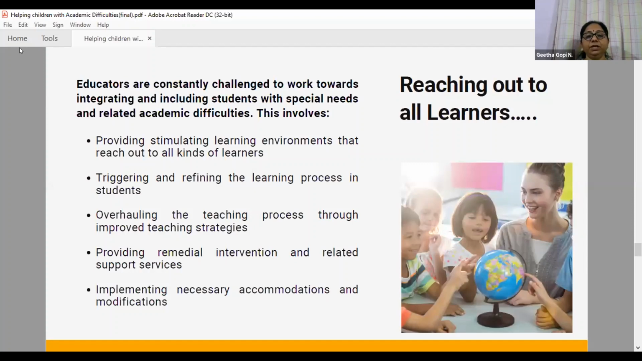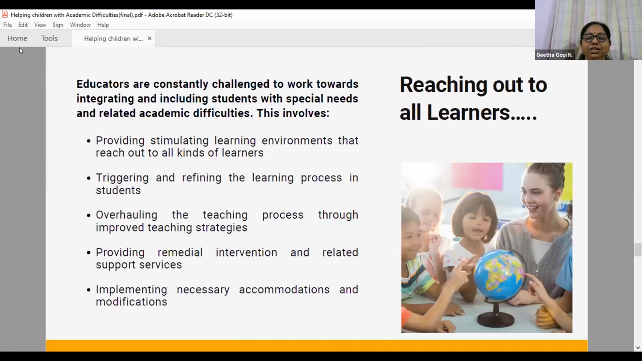Providing remedial intervention and related support services. Madam Geetha? Yes. Swati? There are again requests being received to increase the volume of your voice. Sorry to keep interrupting. No issues. I am trying. Okay.